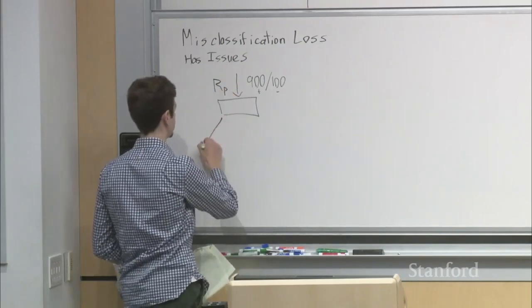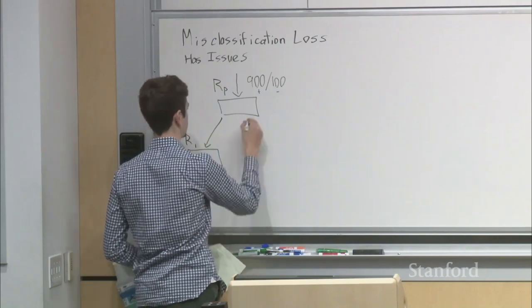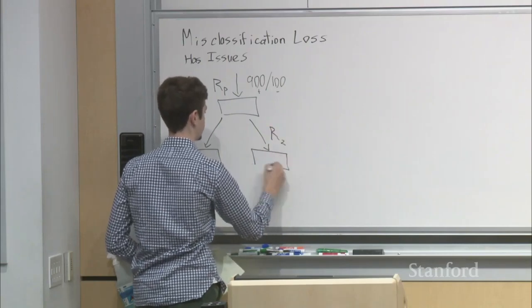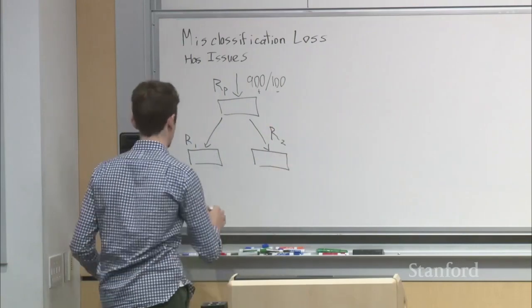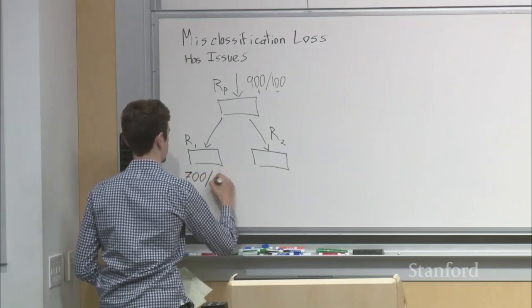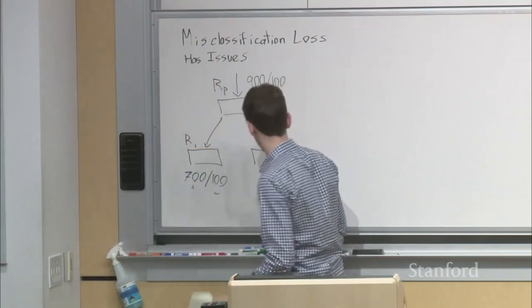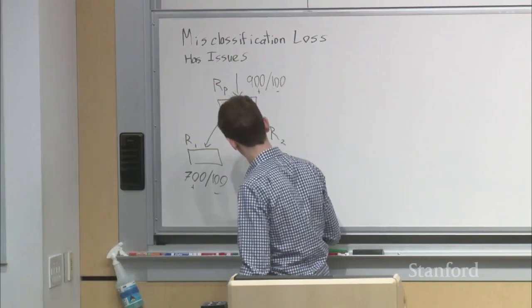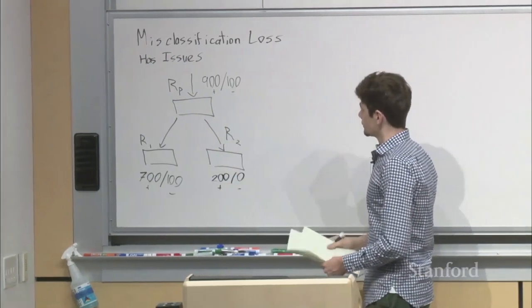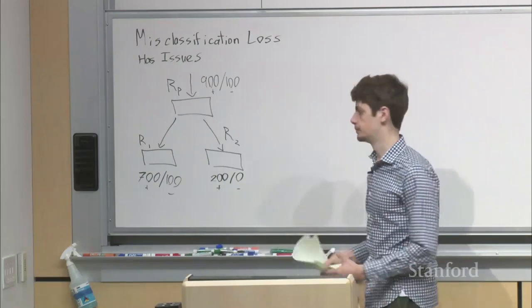And so then you can split it into these two other regions, say R1 and R2. And say that what you've achieved now is you have 700 positives, 100 negatives on this side versus 200 positives and 0 negatives on this side, okay? Now, this seems like a pretty good split since you're getting out some more examples.